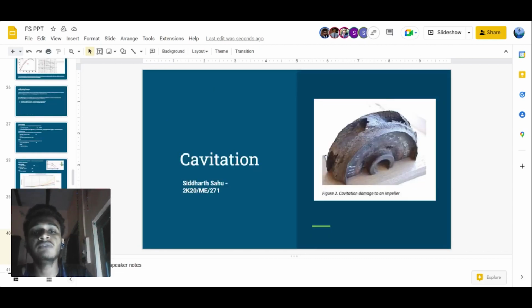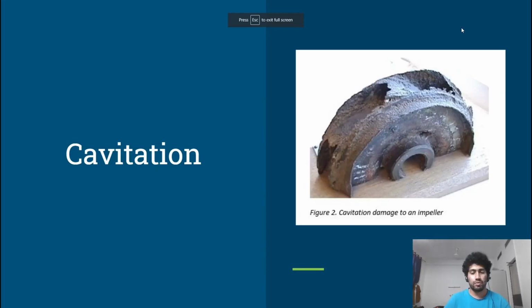Now my partner Siddharth Sahu will continue with the cavitation part. My name is Siddharth Sahu and my roll number is 2K20ME271 and I will be explaining the topic of cavitation.